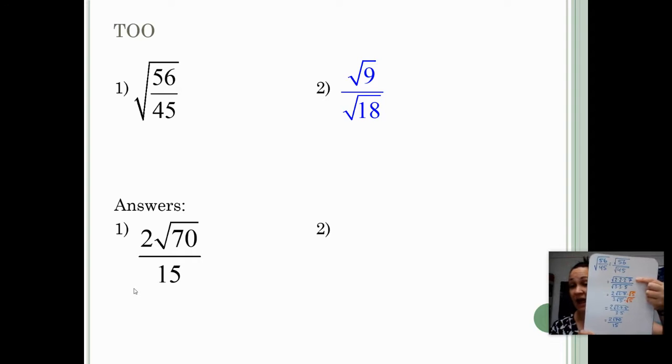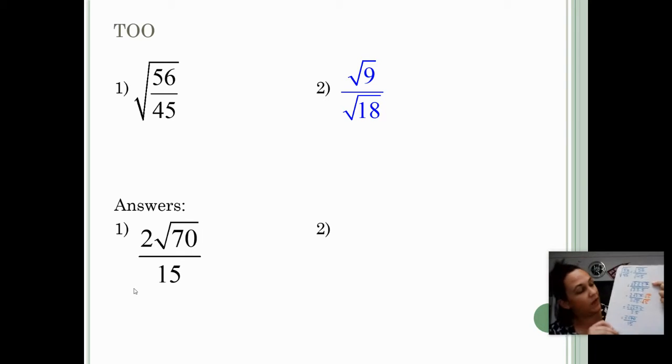For my 56, I had one pair of 2's. That would be this 2 out here. And then for my 45, I had one pair of 3's. That would be this 3 out here. Now, at this point in time, I still had a square root on the bottom. So that's when I decided to multiply by the orange square root of 5. So I multiplied the top and bottom by the orange square root of 5. That gave me a pair of 5's right here, which became just a regular outside 5 on this step. This pair of 5's became this regular 5.